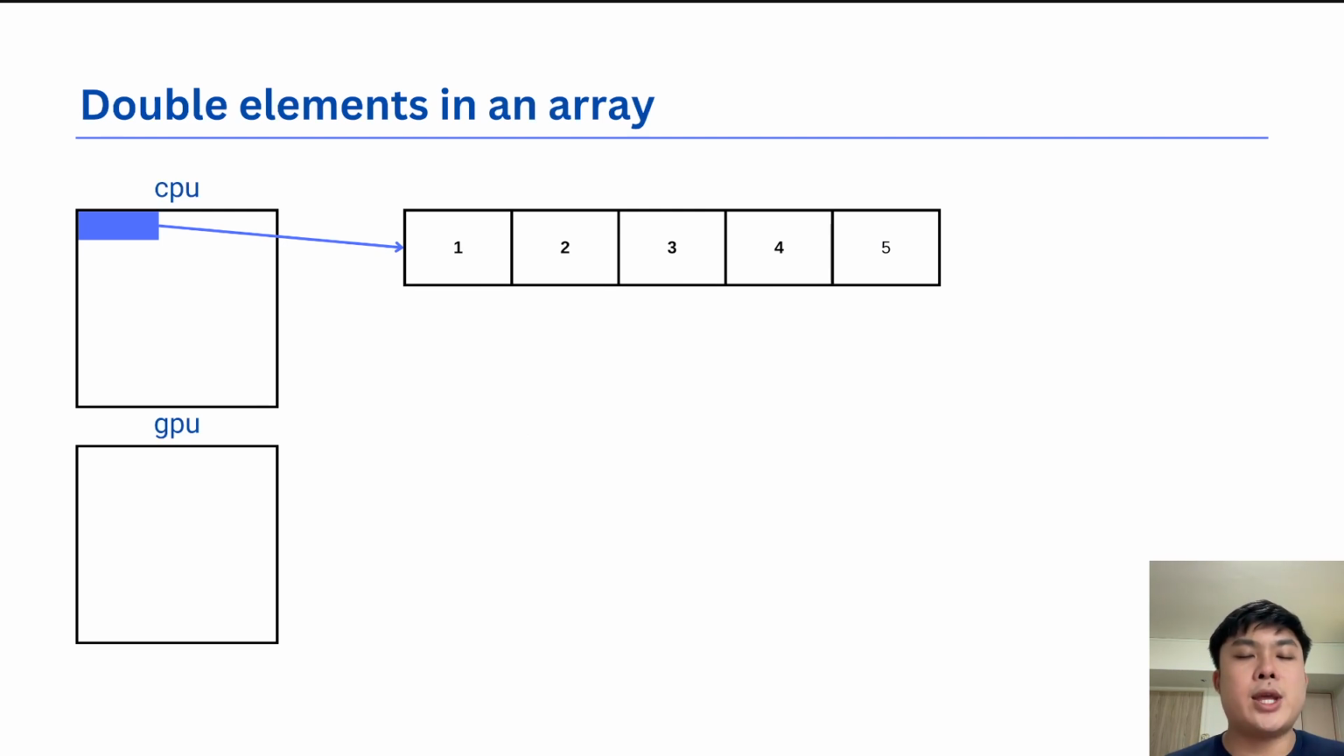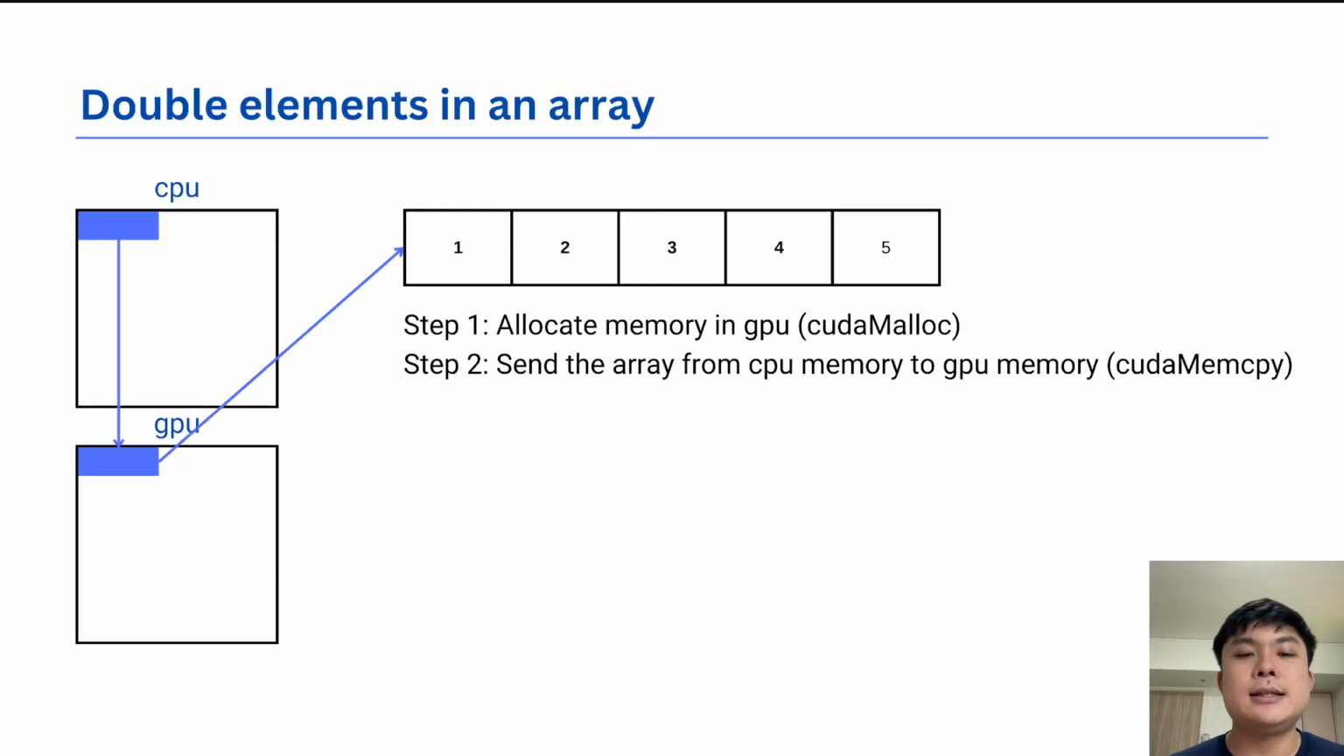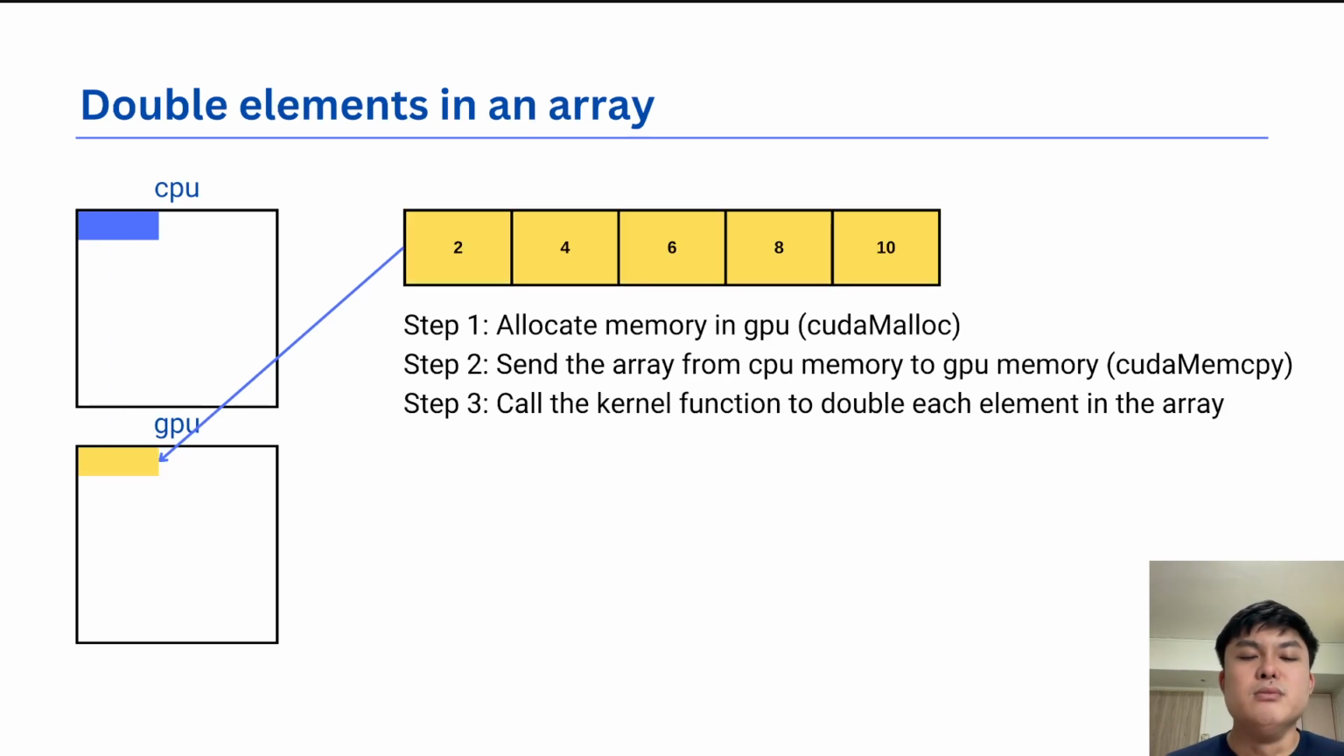Suppose that we have an array of 1, 2, 3, 4, 5 in the CPU memory at the moment. How do we run a CUDA operation on the GPU? The first thing that we have to do is to allocate memory in the GPU using what we have learned before, cudaMalloc. Once we have allocated memory in the GPU, we can then send the array from CPU memory to GPU memory using cudaMemcpy. After we have done that, and the data resides in the GPU, we can now call the kernel function to double each element in the array.